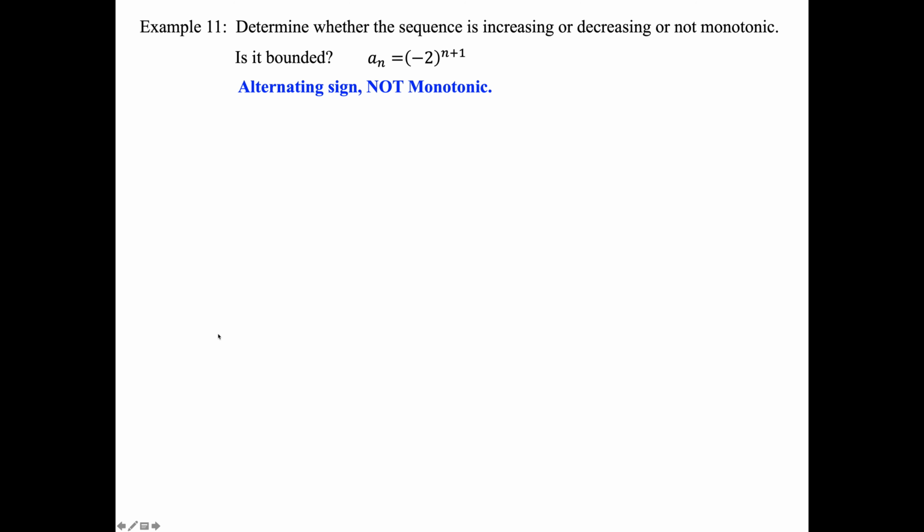All right, so determine whether the sequence is increasing or decreasing or not monotonic. And is it bounded? Well, we can see right away we have alternating signs, so it's not monotonic. So we'll use our absolute value sequence here. We will get rid of the negative base by taking the absolute value of our sequence function. Now we can see as n approaches infinity that this is going to approach infinity as a whole entire function, so therefore it's not bounded. We have nothing bigger than infinity.